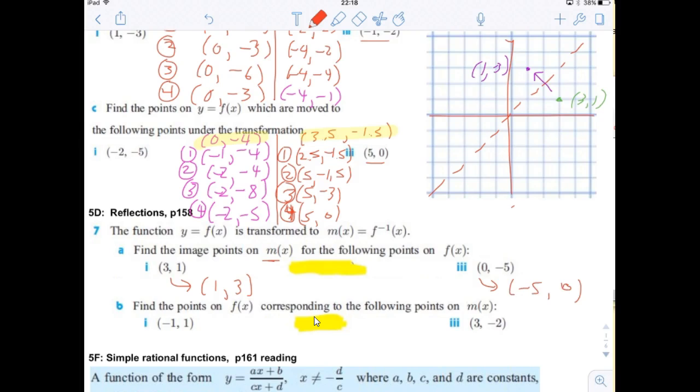Okay? Find the points on f of x corresponding to the following points on m of x. Okay, so m of x is the inverse, f of x is the original function, but actually you're going to do the exact same thing. If you're finding points on the inverse function given the function points, you're going to reverse them. If you're finding the points on a function given the inverse function, you also reverse them. So this is super easy. I think the difficult part is just thinking about it. To do it, it's a no-brainer.